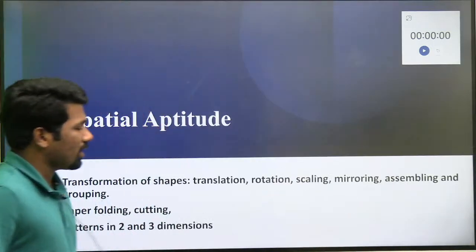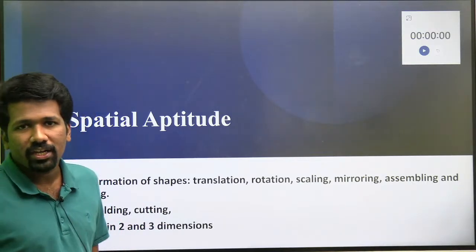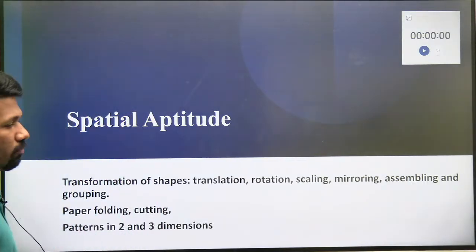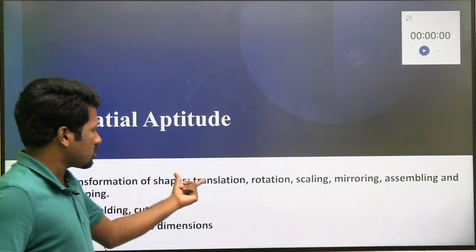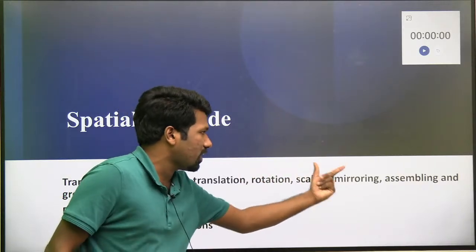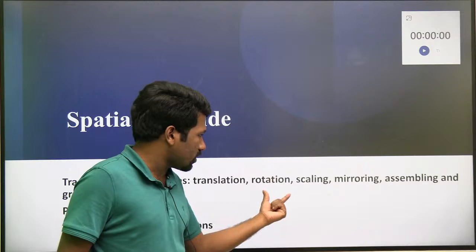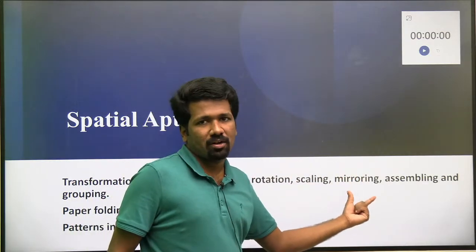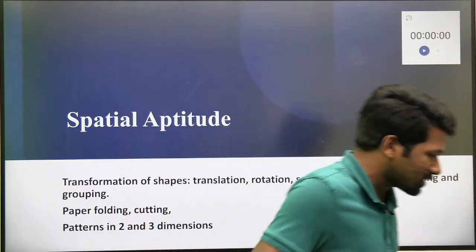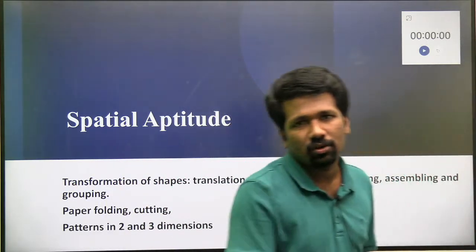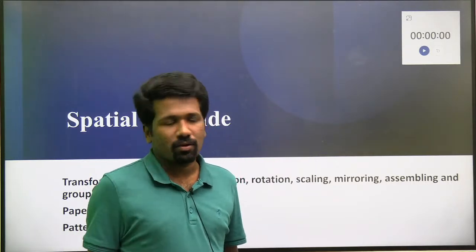So I was mentioning the syllabus I haven't shown. This is the syllabus mentioned by IIT for Spatial Aptitude for 2023 GATE. Transformation of shapes is the first thing. Transformation has translation, rotation, scaling, mirroring, assembling and grouping. Translation I already told you. Rotation already told you. Mirroring means mirror image, already told you. Scaling means you increase or decrease the size of an object. That kind of question is not asked yet, but they can ask if they want.